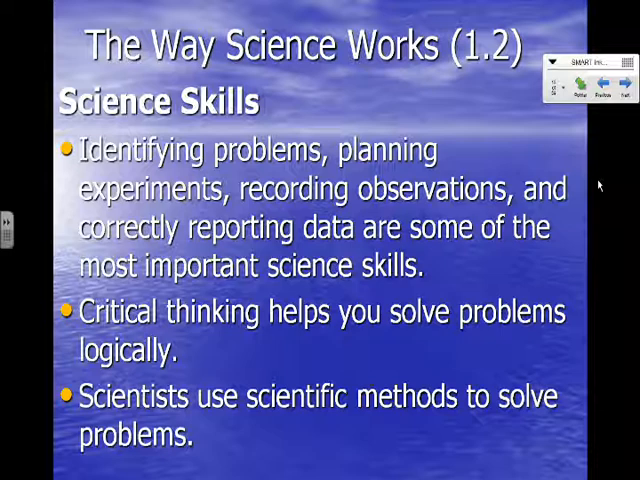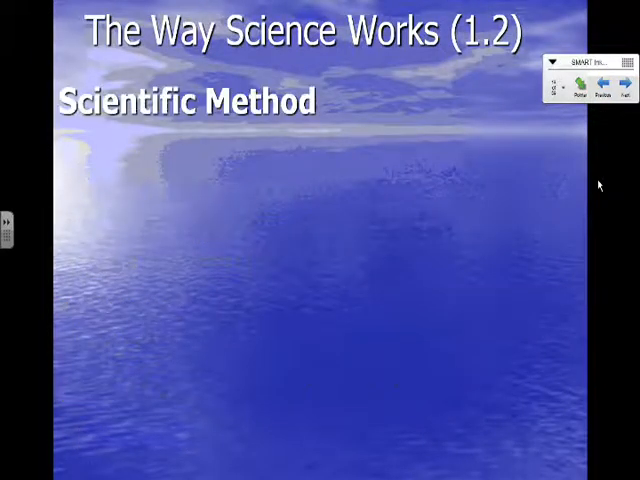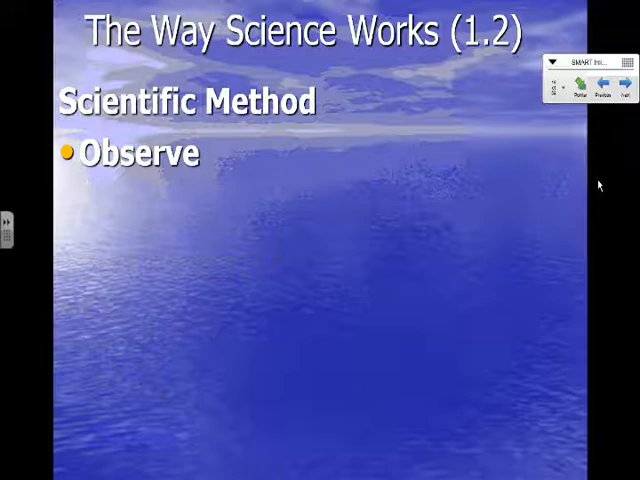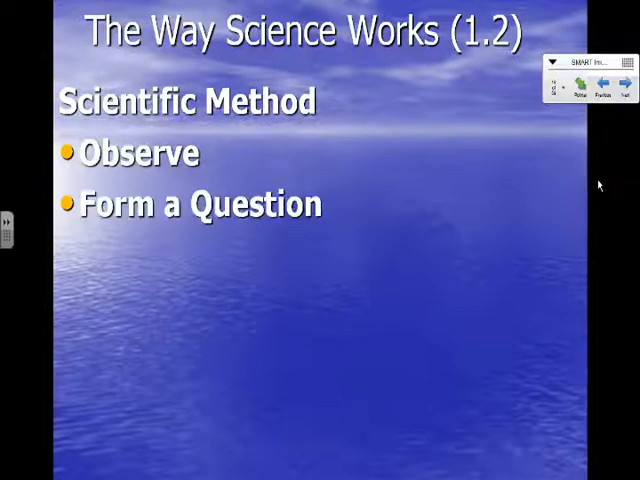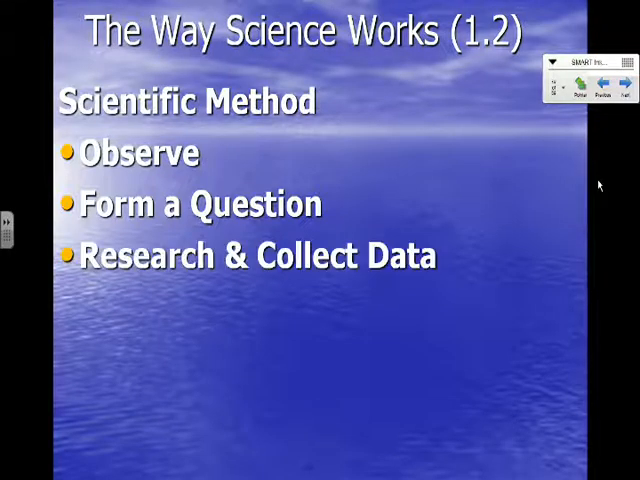Scientists use the scientific method to solve problems. This is something that should not be new to you. This should be a review. So let's quickly look at the scientific method. The first thing a scientist does is make observations and write them down. Those observations create a question in the scientist's mind. They want to know the answer to that question, so they begin to research and collect data.